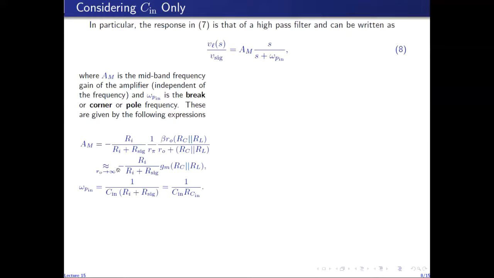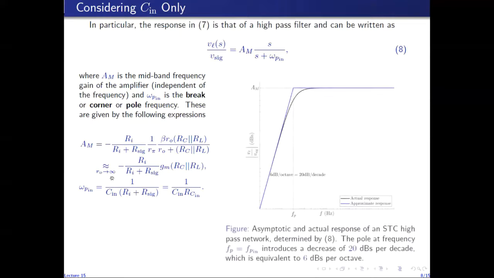So we'll be left with this approximate expression for the mid-band gain of the amplifier under the assumption that R0 is very, very large. This is the response of the fully bypassed common emitter amplifier, taking into account the input coupling capacitor Cin, and it represents the response of a high pass filter, which can be plotted against frequency, as I have done here in this diagram.